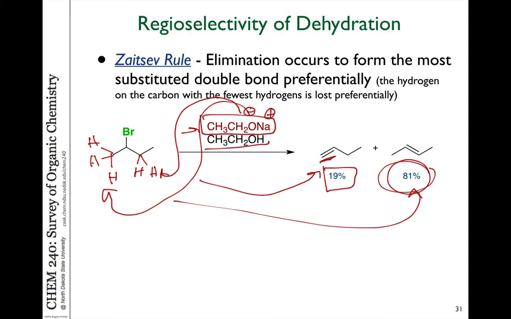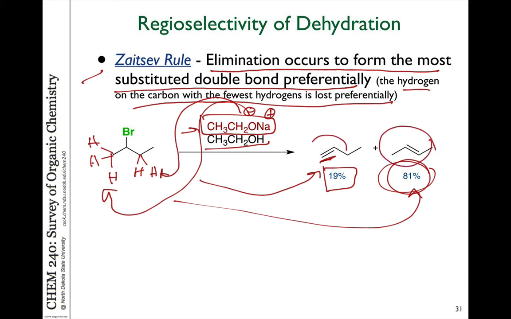And that's because the more substituted the double bond is, the more stable it is. And the reaction mechanism favors the formation of the more stable double bond. This is what we refer to as Zaitsev's rule, that elimination occurs to form the most substituted double bond preferentially. Or in other words, the hydrogen on the carbon with the fewest hydrogens is lost preferentially. This has a lot to do with the transition states leading to the formation of more or less substituted double bonds and their differences in energies.